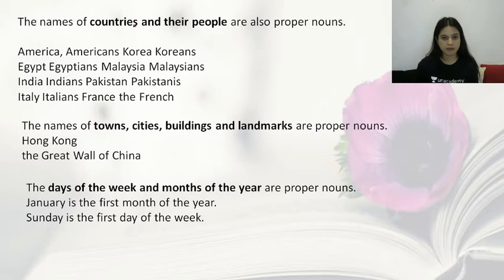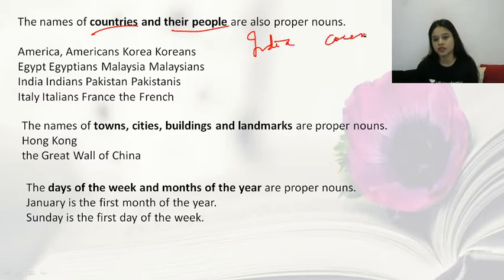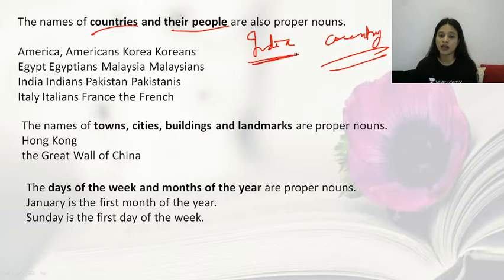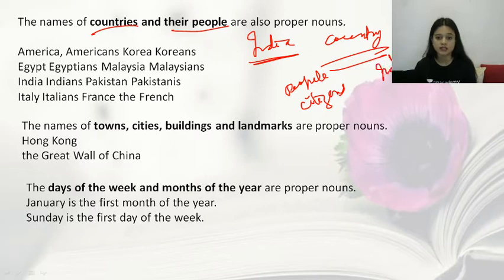Now, another example would be the name of specific countries and their people. What is India and what is country? Country is a common noun, any country in the world. India, one specific country, so that's a proper noun. Now, people is a common noun. Citizens, common noun. But Indians, that's proper noun. People who live in India are called Indians. So when I say Indian, I'm talking about a particular class of people.